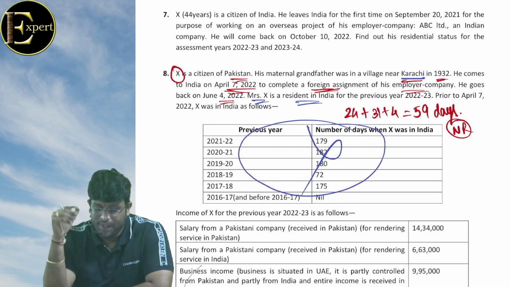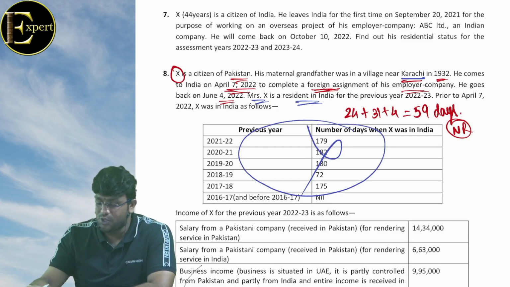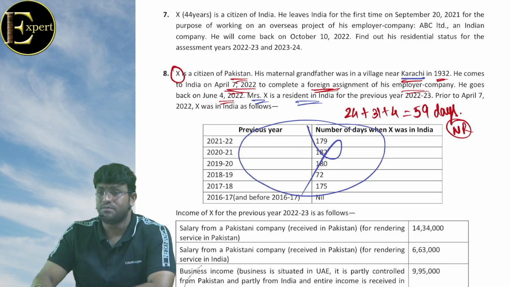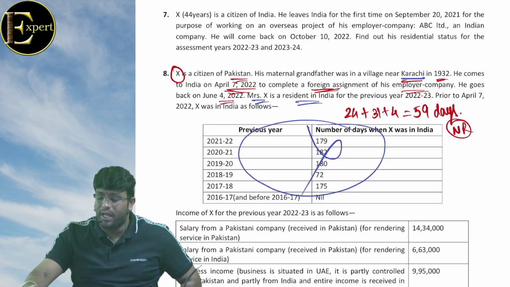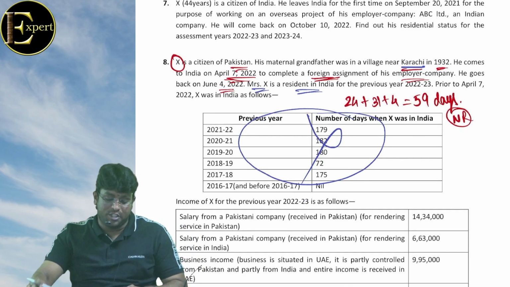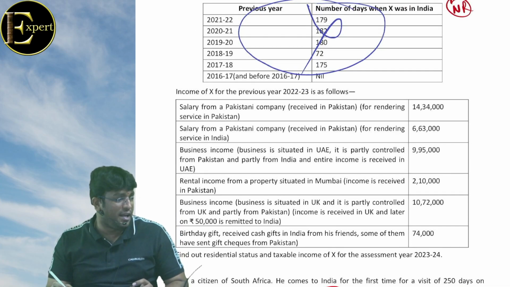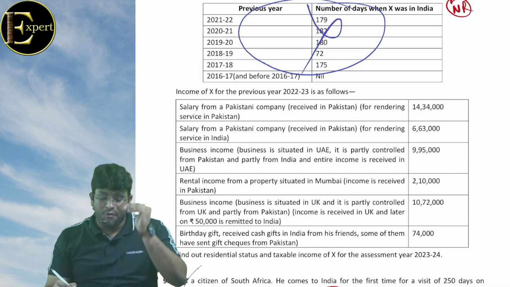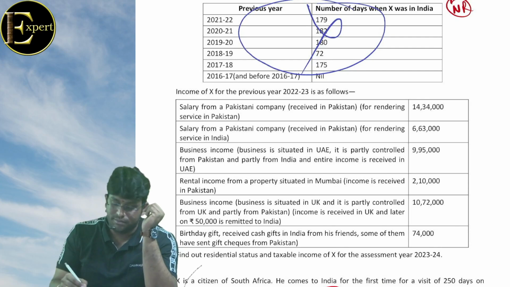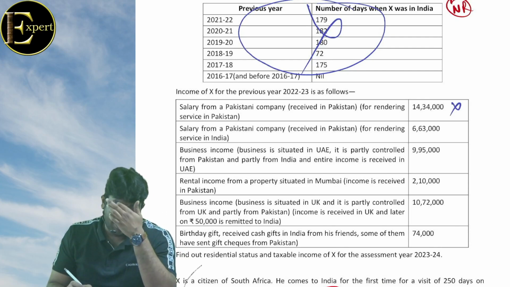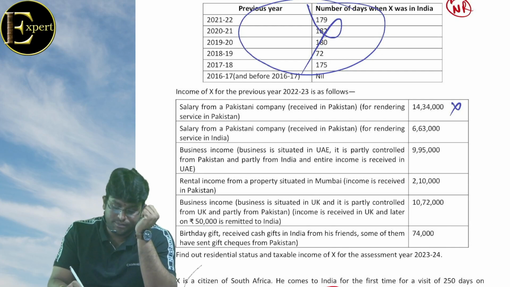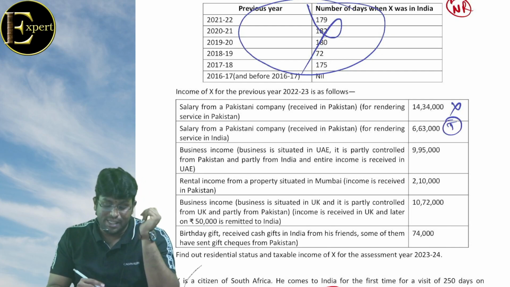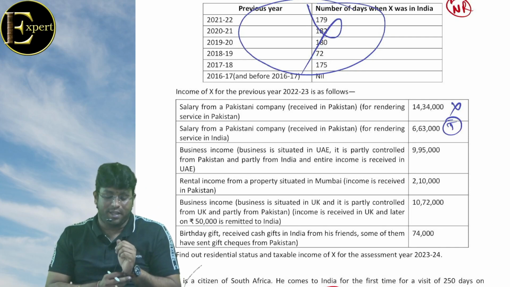Friends, let's start. Once non-resident, what will happen now? We will tax only what income? Indian income. Let's see the first one. Salary from Pakistani company received in Pakistan for rendering service in Pakistan. Not taxable. Salary from Pakistani company received in Pakistan for rendering service in India. Taxable. Business income. Business is in UAE.